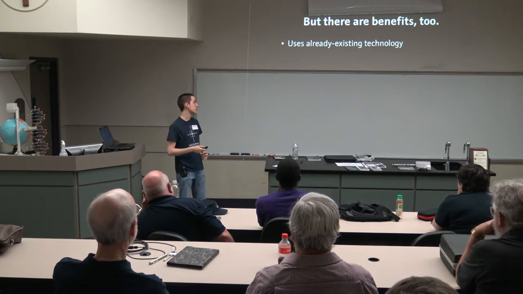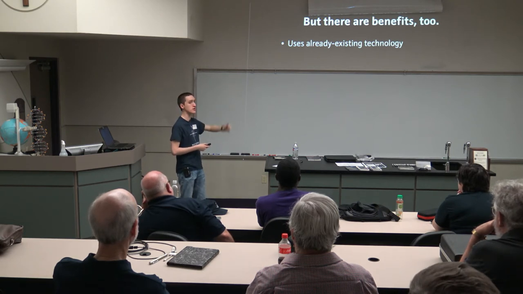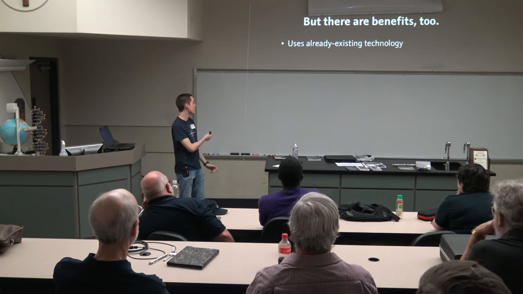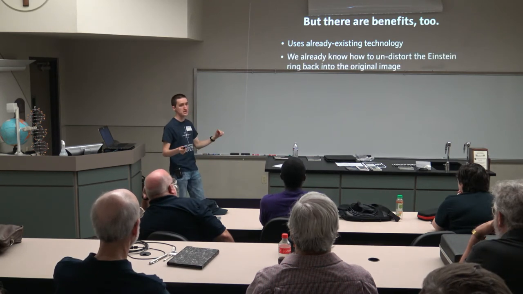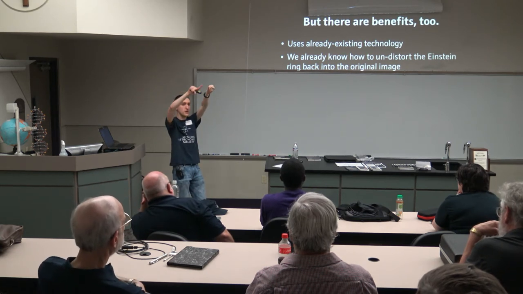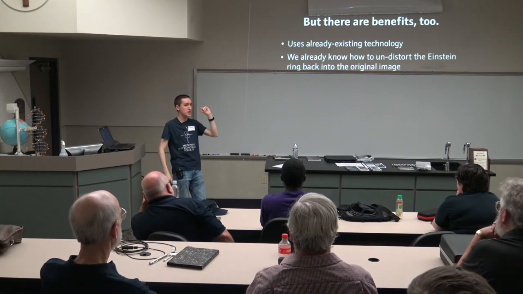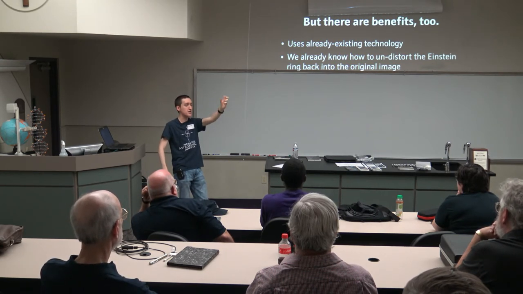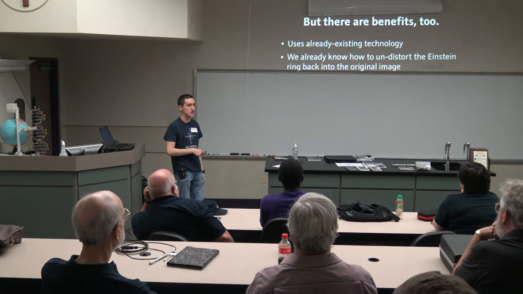Basically, negating all the other problems, we could send the Hubble telescope out there and it would be able to do that with its camera. So we already have the technology mostly to do this. And we already know how to undistort that Einstein ring, because remember, it's coming in like a weird warped ring around the sun instead of just a single picture. So we'd have to take that and deconvolve it back into the actual image. Fortunately, we already know how to do that using computer image processing software.